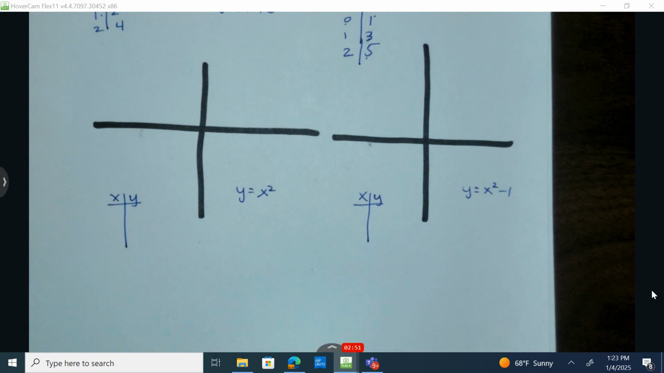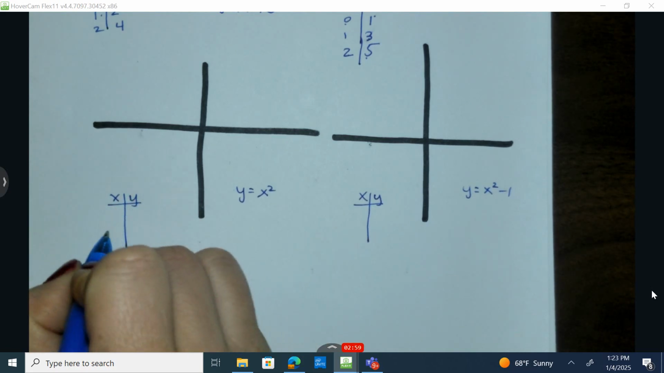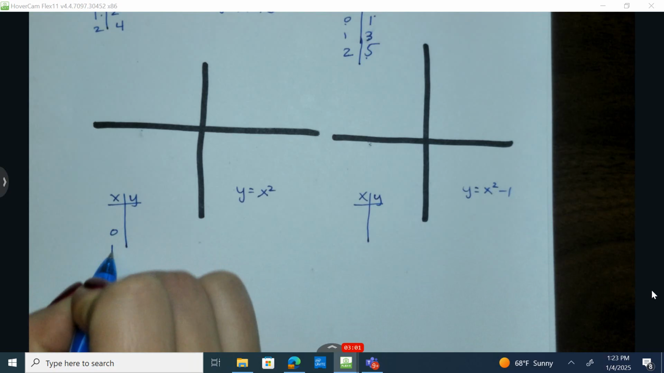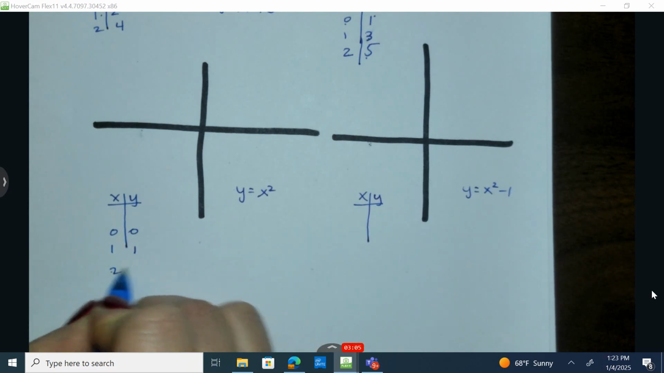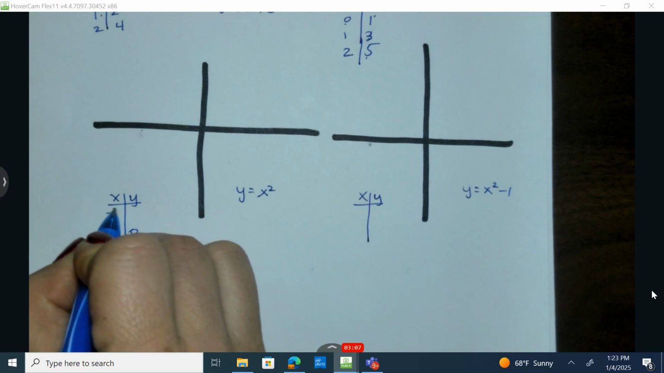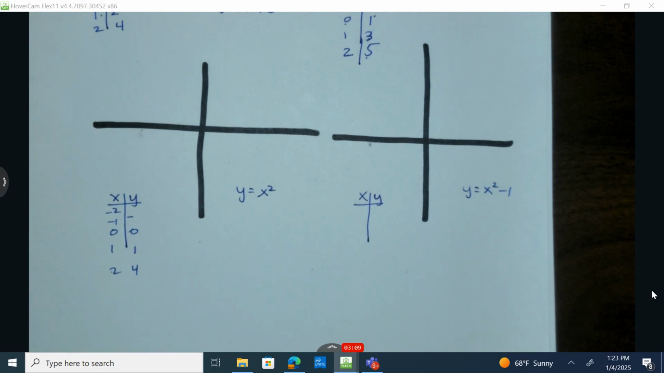Let's look down here. Now we have the very basic quadratic, or parent function for quadratics. And remember, we have a pattern here. So I'm going to start with 0, 1, 2. I plug in 0, I get 0. I plug in 1, I get 1. 2 is 4. And I could go back the opposite way too. I could have -1.